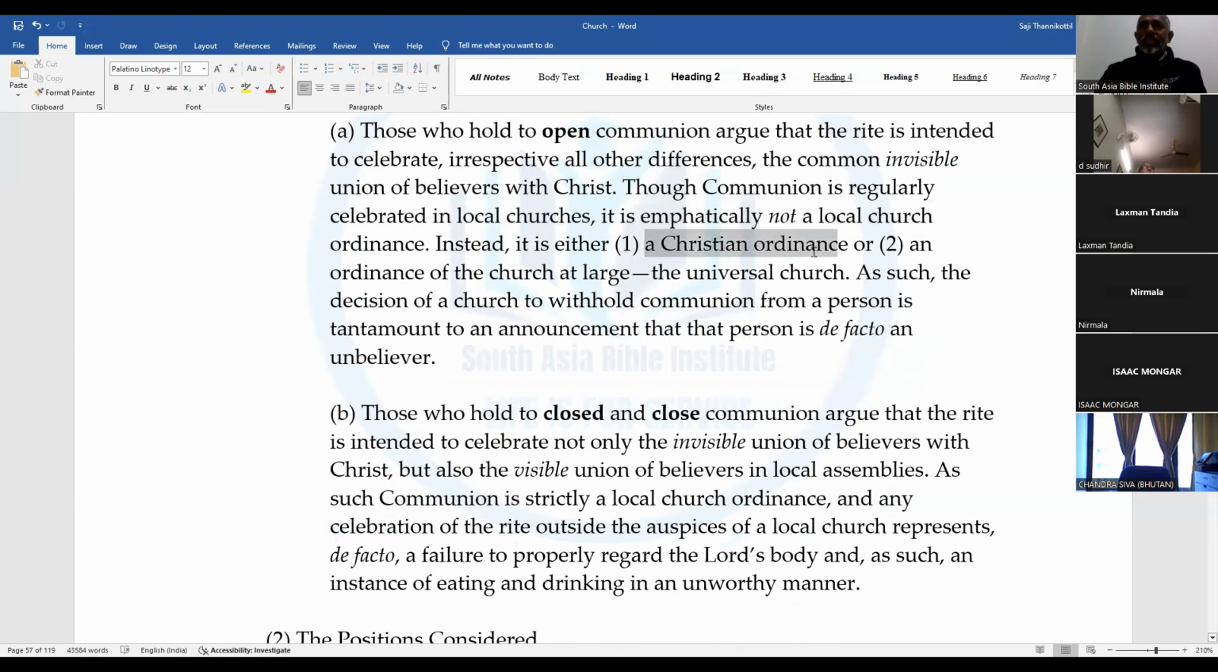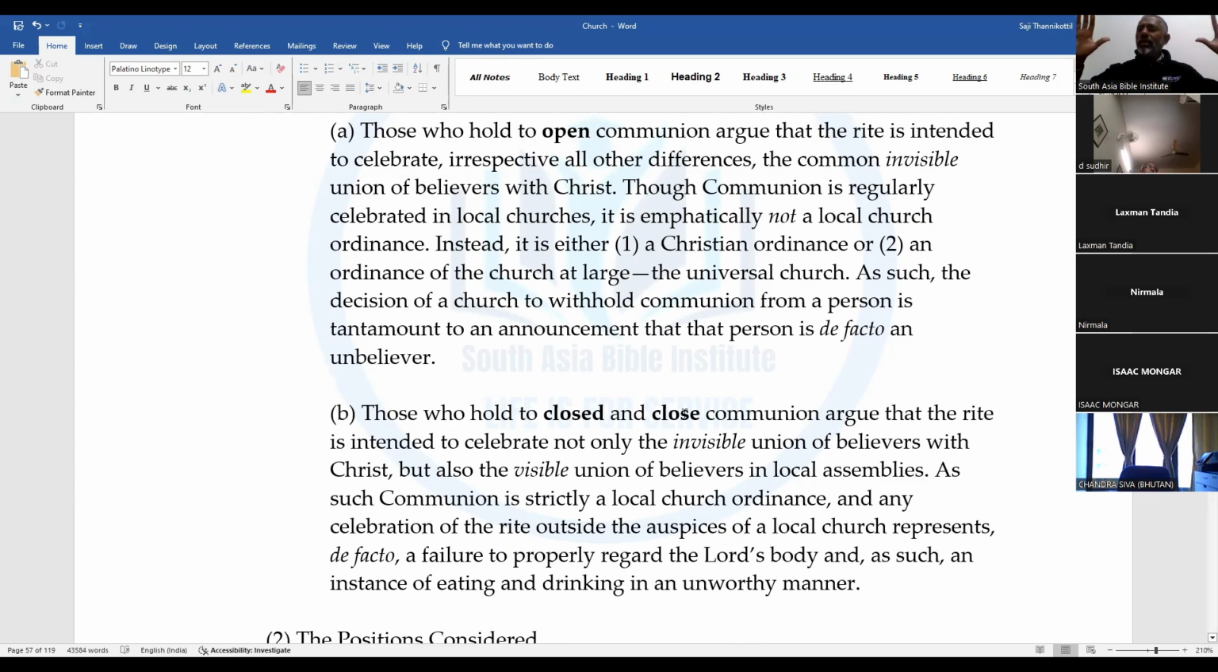Instead, they say it is a Christian ordinance, an ordinance of the church at large, the universal church, such that the decision of the church to withhold communion from a person is tantamount to an announcement that this person is de facto an unbeliever. He's not a believer at all. That's what you are saying when you don't share the Lord's table. So that is the first position. Anyone who claims to be a Christian, we give the Lord's table. That is what those who hold the open position teach.